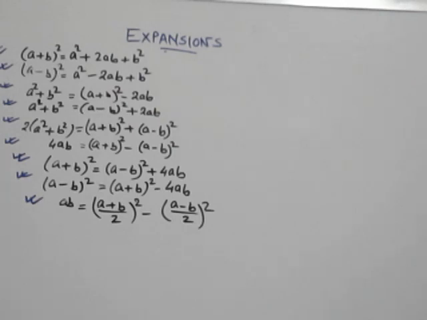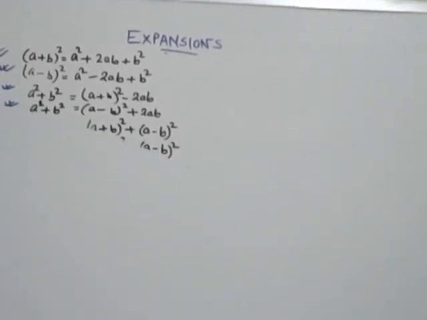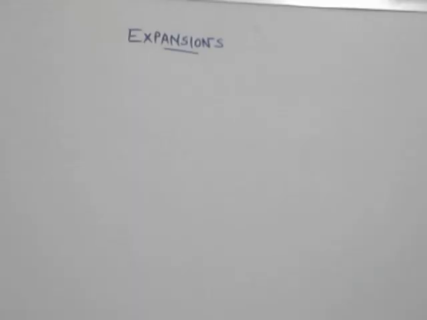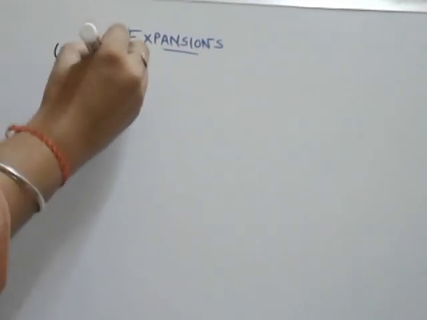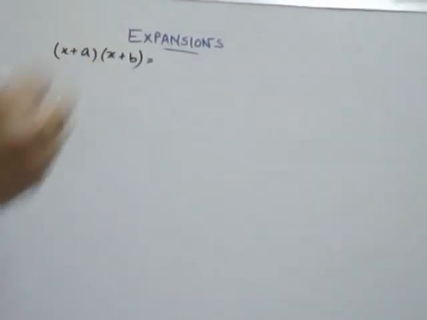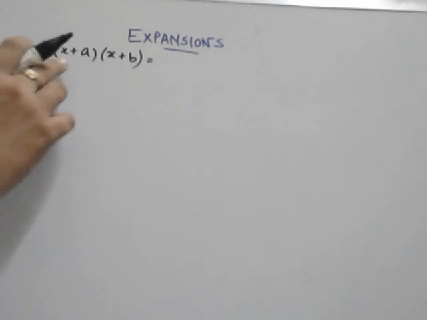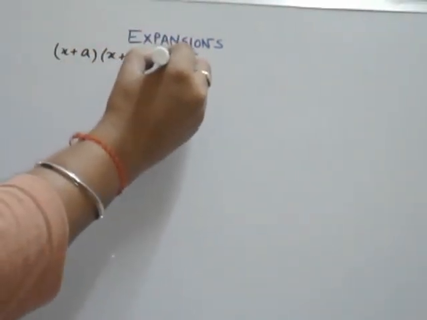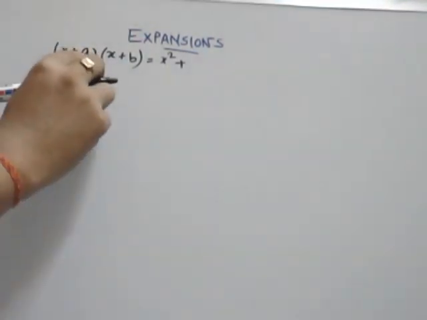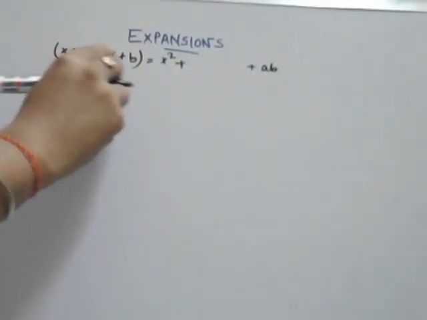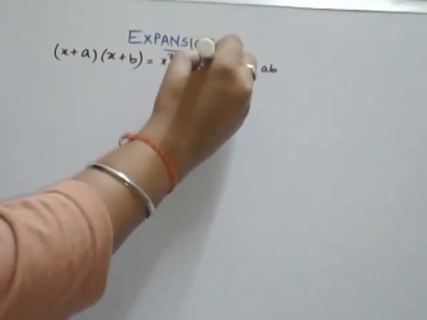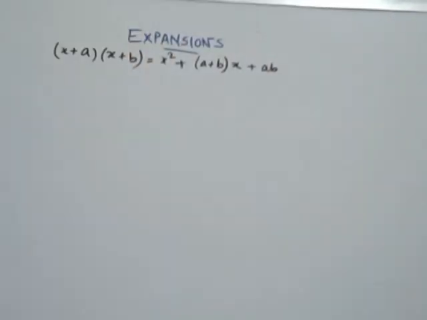Now we write some special product formulas. Special product formula, that means (x + a)(x + b). What is the result? The result is these into these, that is x square plus a into b with sign, that is plus ab. Now add these two terms a and b, a plus b, and multiply by x. This is the result.